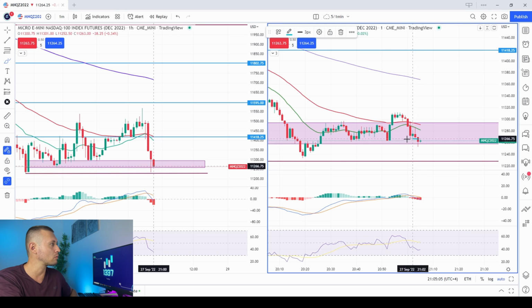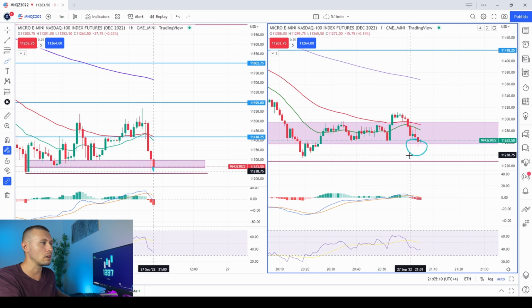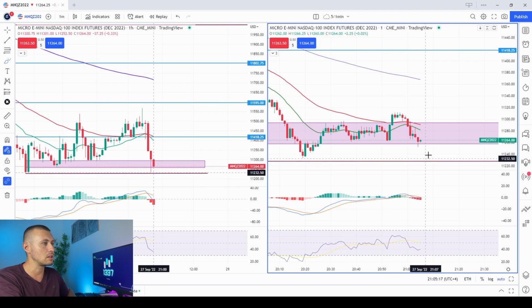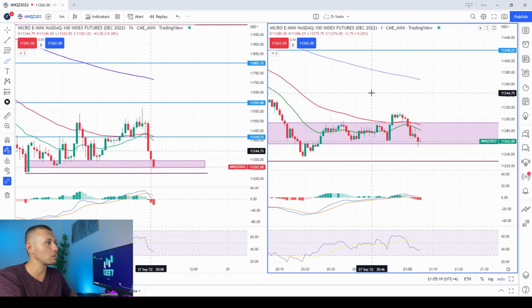Was this a liquidity grab? I want to see if this was only a liquidity grab for continuing to the upside. If it wasn't, then yeah, we should be creating new lows. We should probably come and test this area over here, but let's see how the price is going to react.